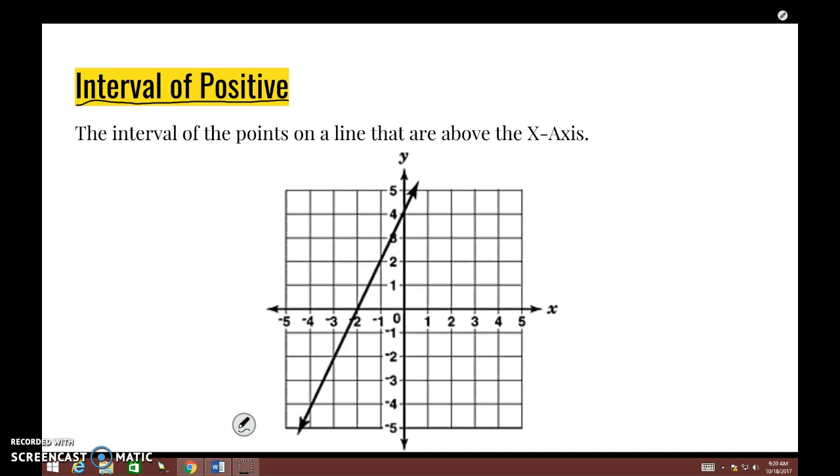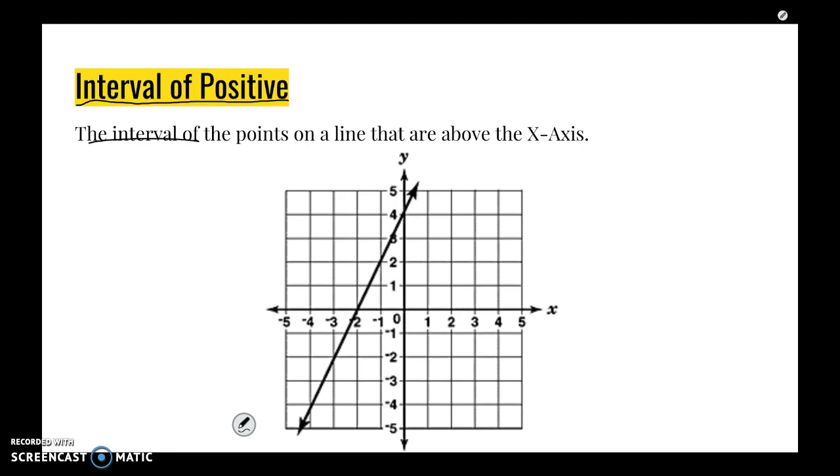The interval of positive. Now, the interval of positive is the interval of the points on a line that are above the x-axis. And the key words here are above the x-axis. Okay? That's the key here. We were looking for where it is above the x-axis.